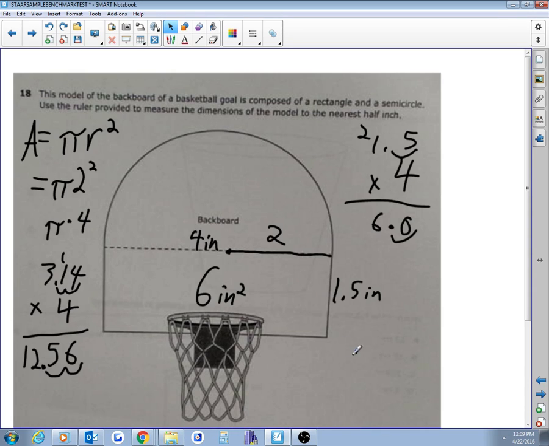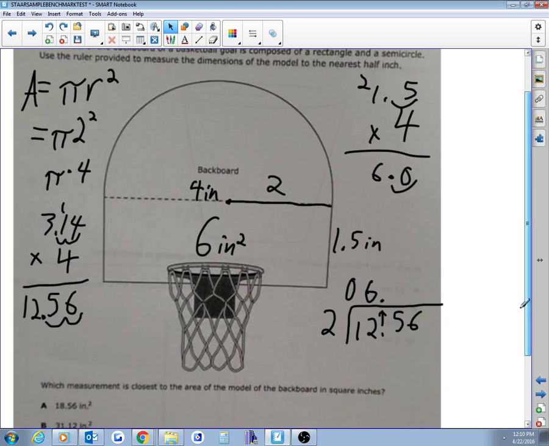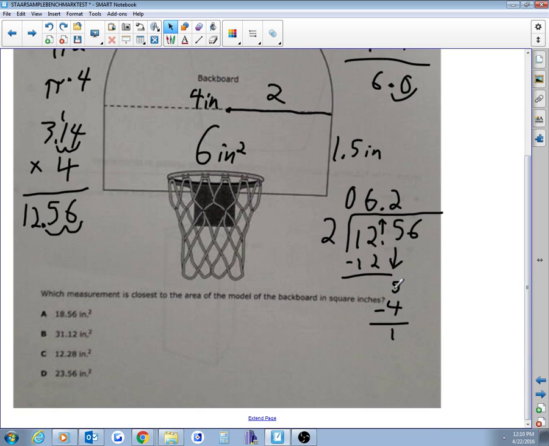So 12.56 divided by 2. 2 goes into 1 0 times. Keep it lined up. Put your 0. 2 goes into 12 6 times. Bring our decimal straight up. 6 times 2 is 12. 12 minus 12 is 0. Bring down the 5. 2 goes into 5 2 times. 2 times 2 is 4. 5 minus 4 is 1. Bring down the 6. And 2 goes into 16 8 times. So the area of this part, the semicircle, is half the circle, so it's 6.28.